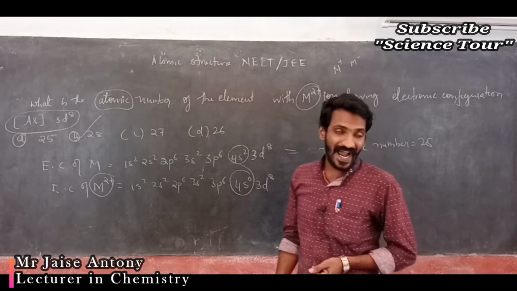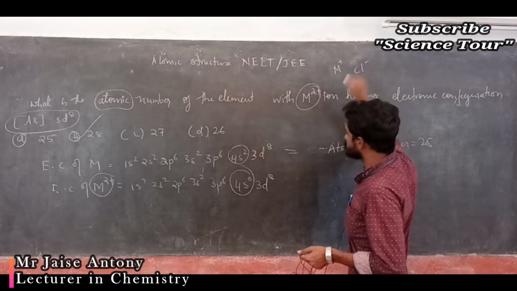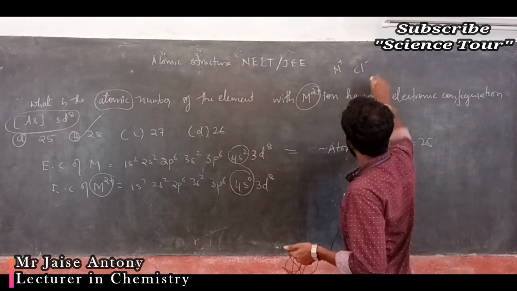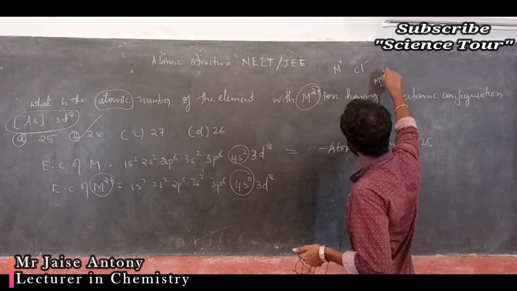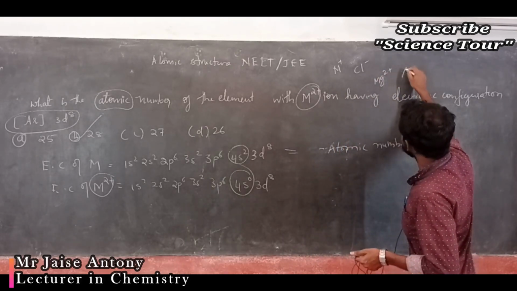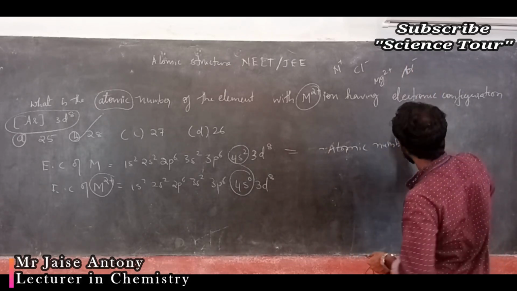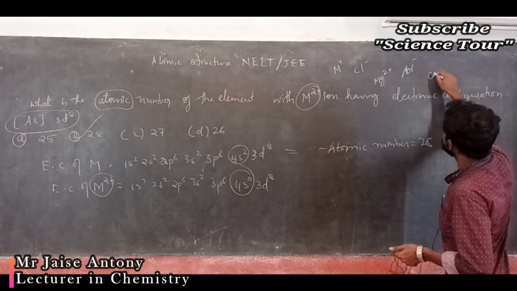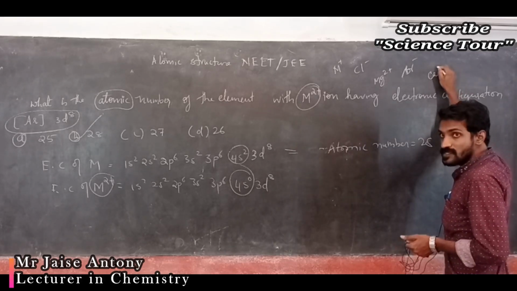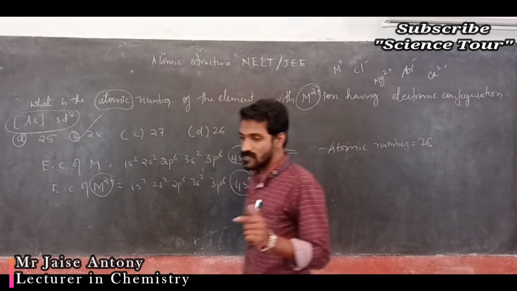These are called ions, not atoms. For example, Cl-, ion. Mg2+, magnesium 2+, ion. Understood? Br- means bromide ion. Understood? For example, calcium. These are ions. Ion means electrons are removed.